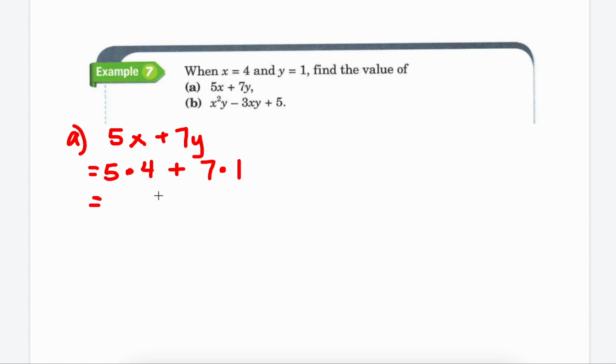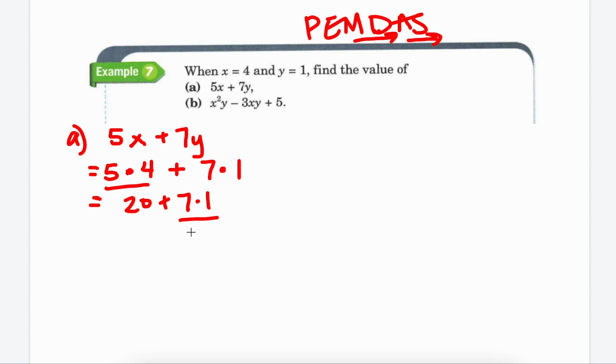I know I always have to follow order of operations. Order of operations tells me that I need to solve parentheses first. There aren't any, no exponents, and then multiplication or division, whichever I see first. I see 5 times 4, which is 20. And then after I'm done with that, I see 7 times 1. So this is really 20 plus 7 times 1, which is 7. Then lastly, I will solve my addition. So I get 27. So the final value of 5x plus 7y, the algebraic expression, when x equals 4 and y equals 1, is 27.